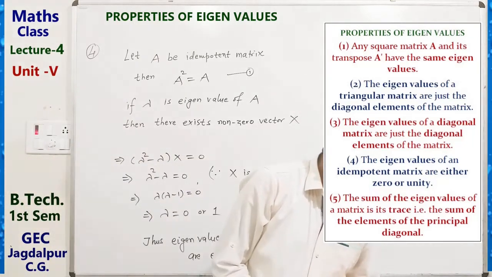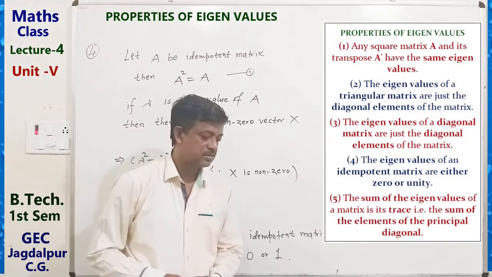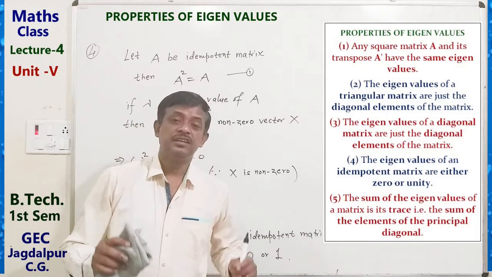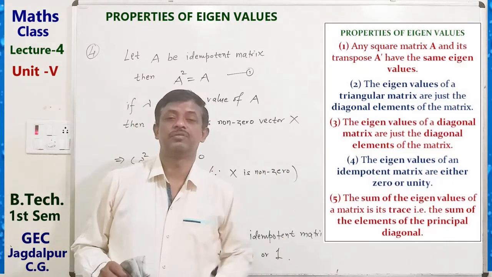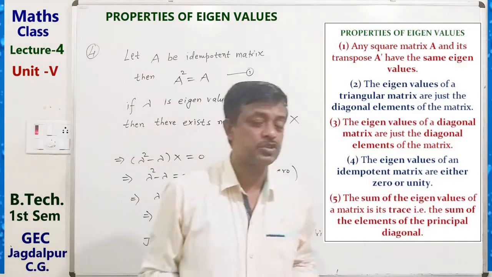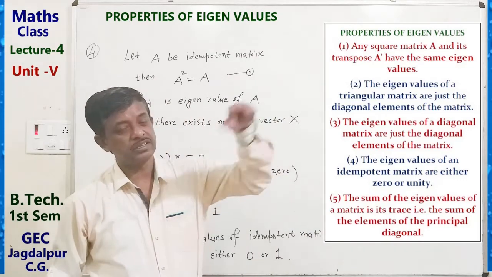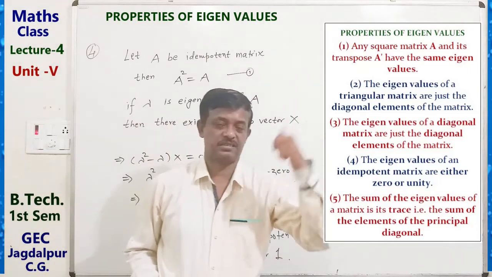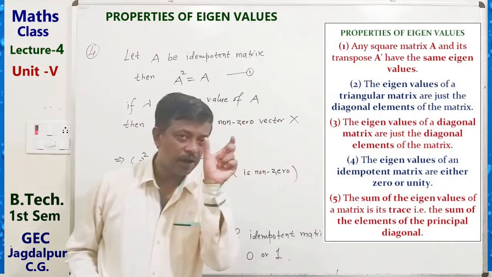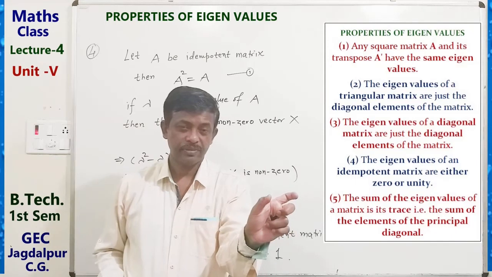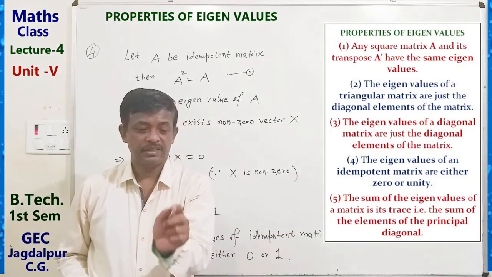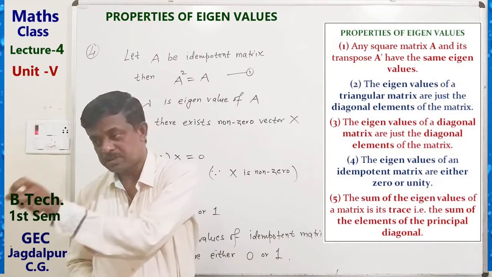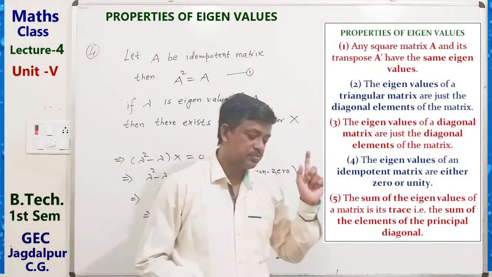Now fifth, the sum of eigenvalues of a matrix is the trace of the matrix. Trace means the sum of the elements in the principal diagonal of a matrix. Because if we have a square matrix, then the principal diagonal is there. The sum of all the elements of the principal diagonal is known as the trace of the matrix. So the sum of eigenvalues of a matrix is equal to the sum of elements in the principal diagonal, that is the trace. Okay, this is the fifth property.